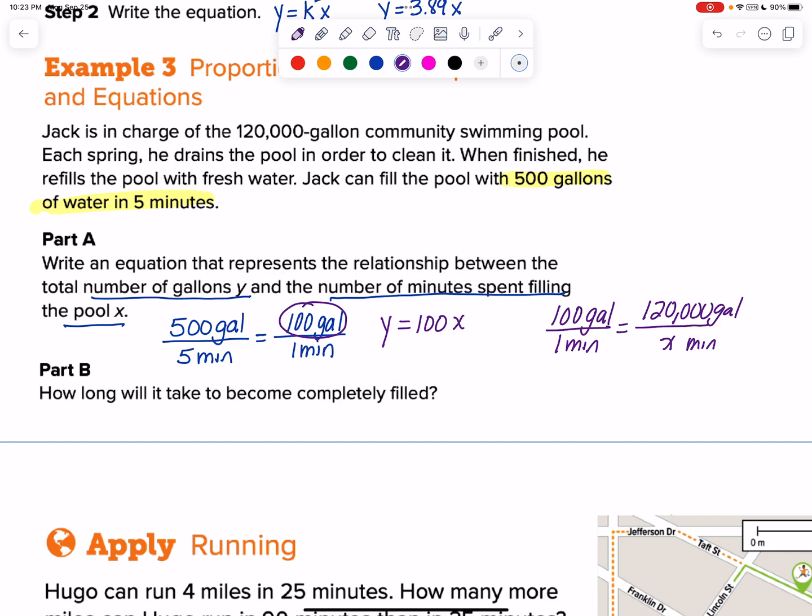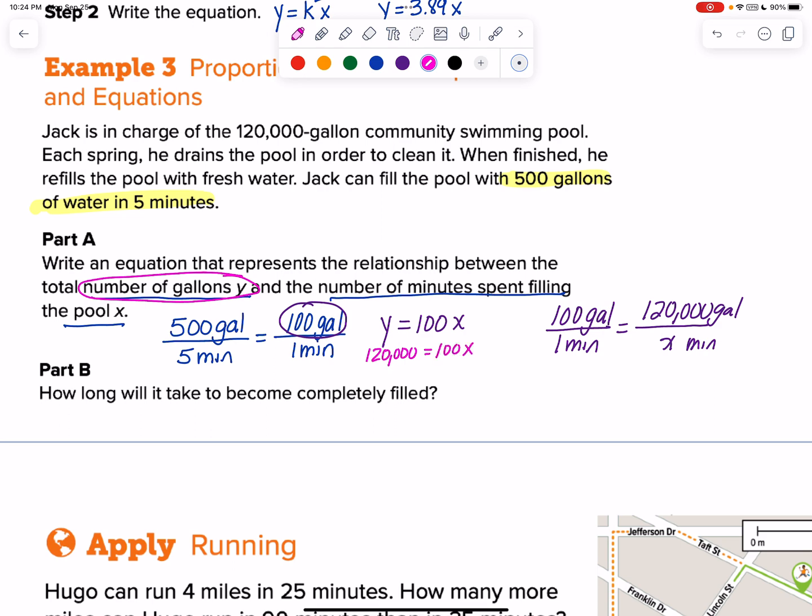Okay, and so your other option using the equation then would be to just plug in the information that you want. Okay, and so if we know that there's 120,000 gallons, okay, look, number of gallons is y, okay, and number of minutes is x, so I could go ahead and put 120,000 in for y, for number of gallons, equals 100x, and then I just have to solve for x.